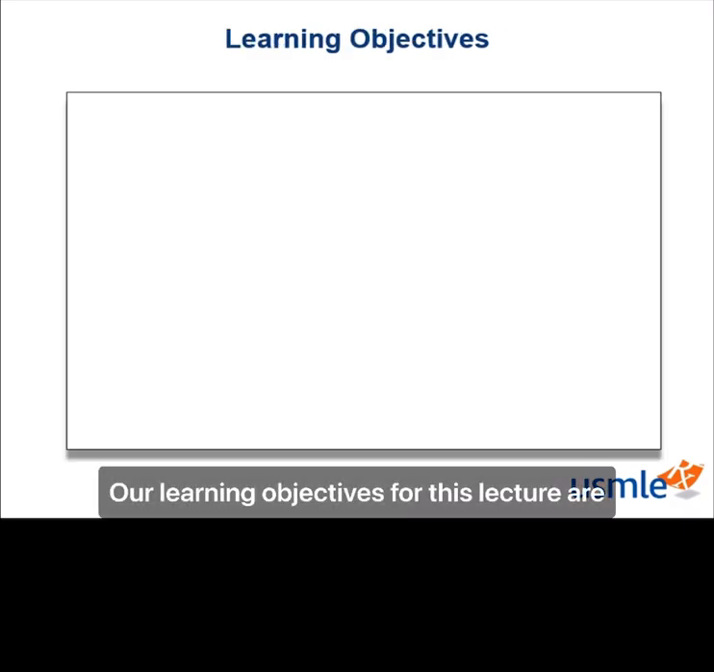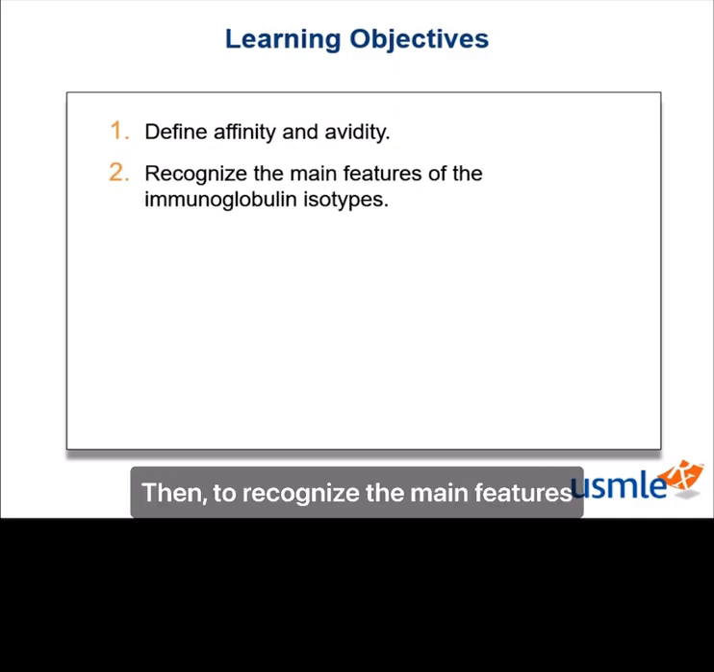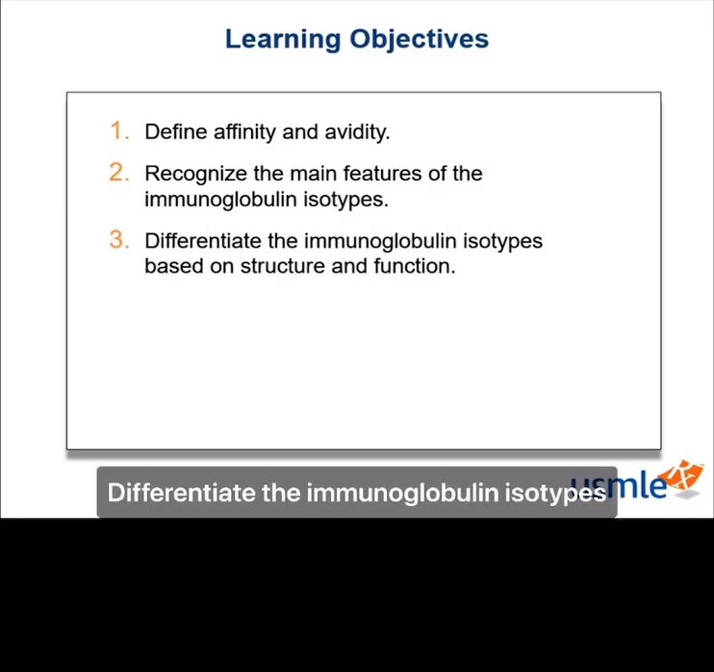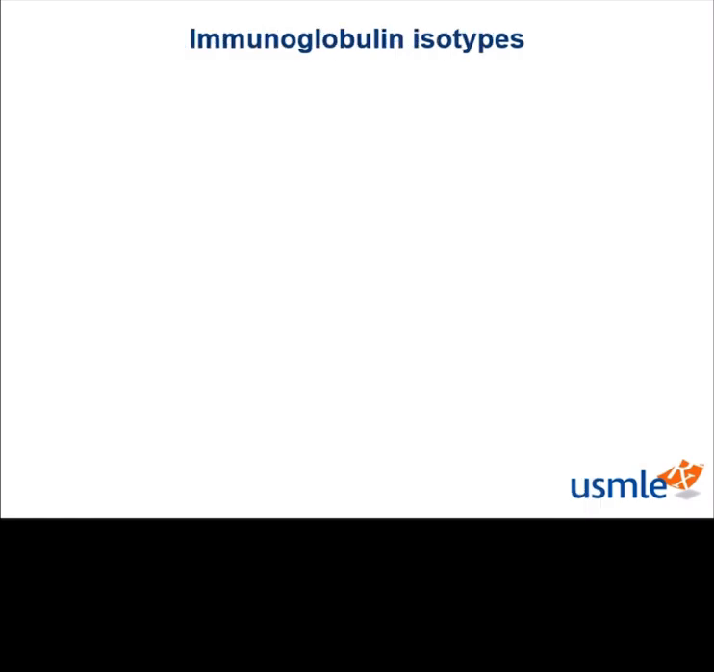Our learning objectives for this lecture are to define affinity and avidity, then to recognize the main features of the immunoglobulin isotypes, differentiate the immunoglobulin isotypes based on structure and function, and to associate clinical scenarios with predominant immunoglobulin isotypes.